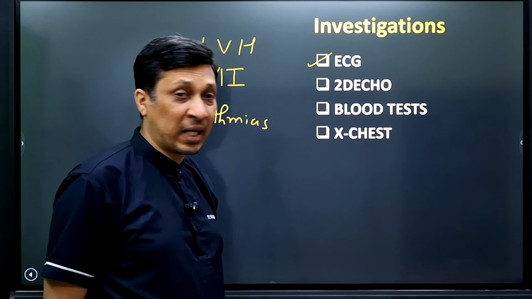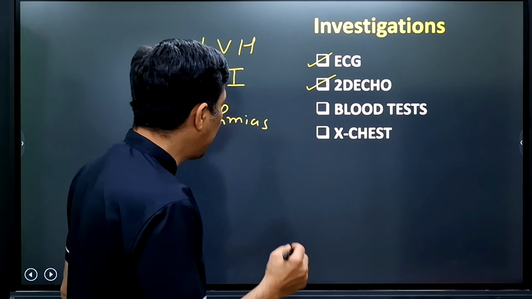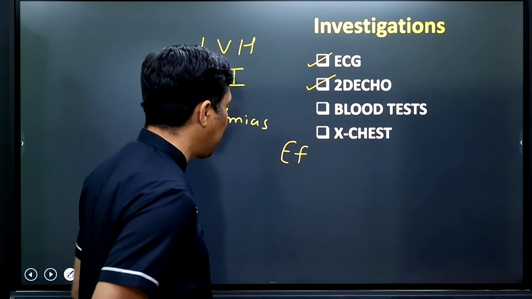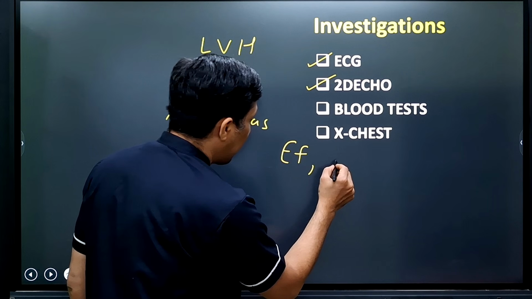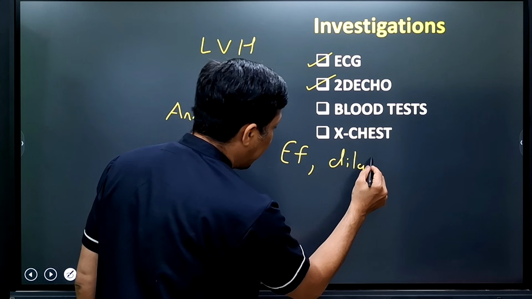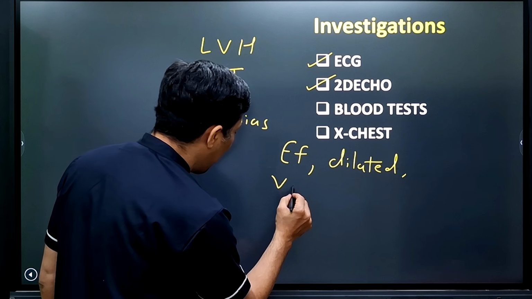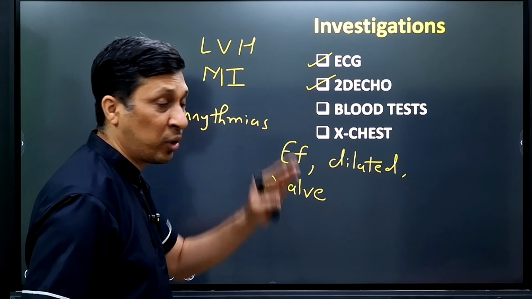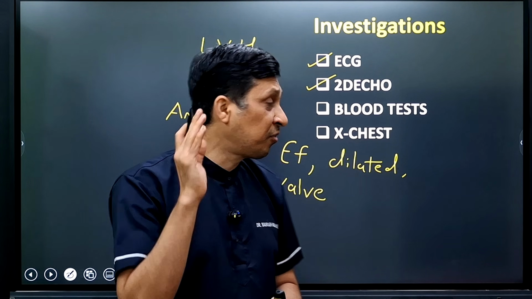Then the second important investigation is 2D echo. From 2D echo you can get an important finding, that is ejection fraction. Then you can see if there are any dilated chambers. You can also know if there are any valvular heart diseases. So in this way, ECG and 2D echo, these are the two most important investigations in heart failure.